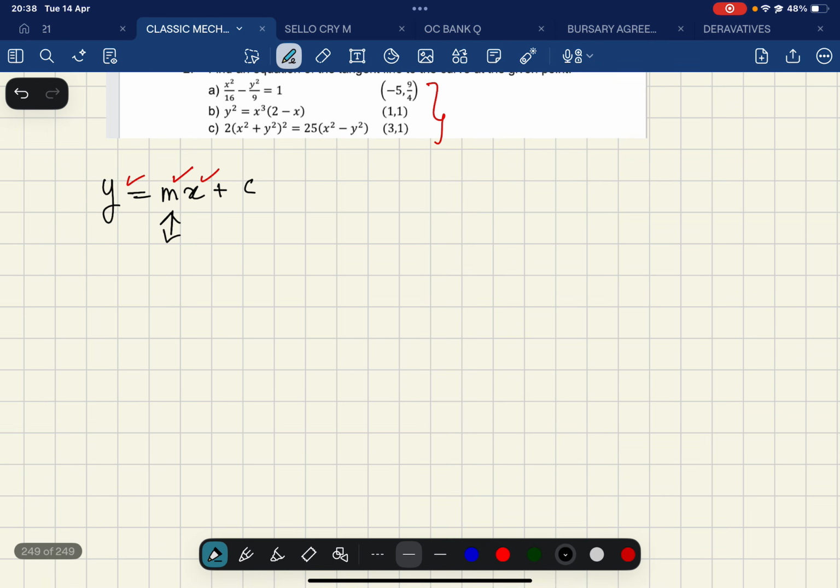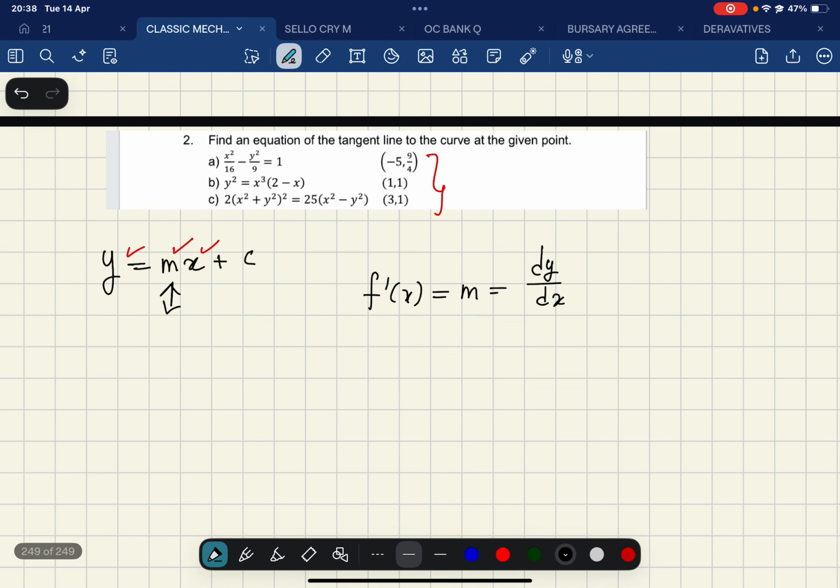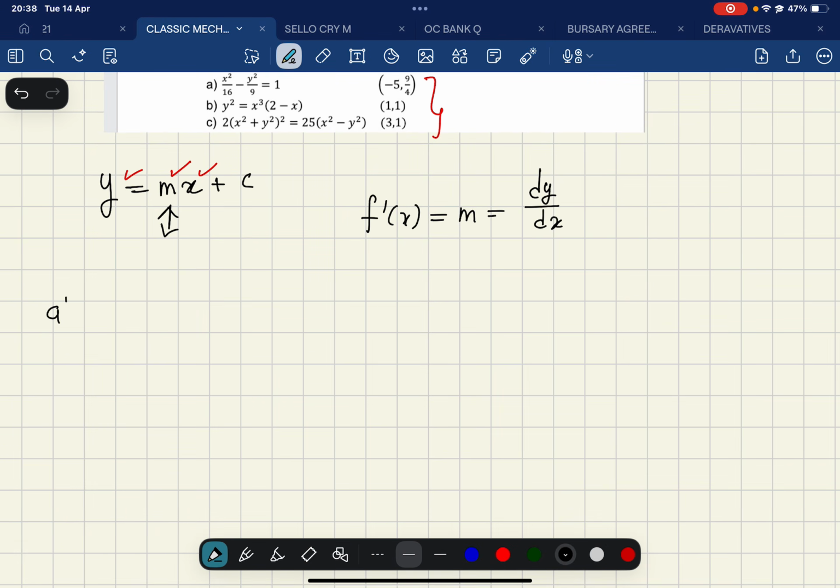The m is the gradient. Remember, the gradient is the same as what? We must just know that f prime of x is equal to the gradient, which is dy over dx. That's what must happen.